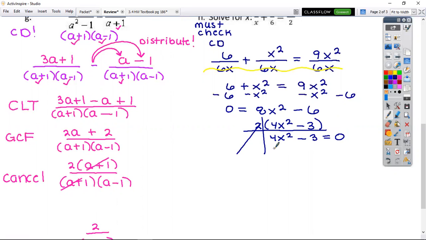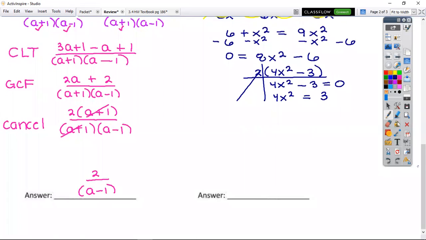Add your 3 over. I'm going to add my 3 over. And then I always want to isolate my x. So I divide both sides by 4. Just doesn't work out nicely. So I get x squared is equal to 3/4. And then how do I finish it? How do I get rid of the square root? Yep, I just do plus and minus, and then I just leave it at that.